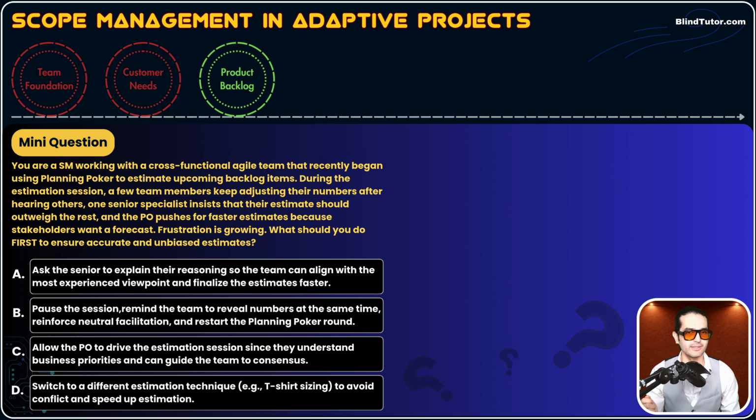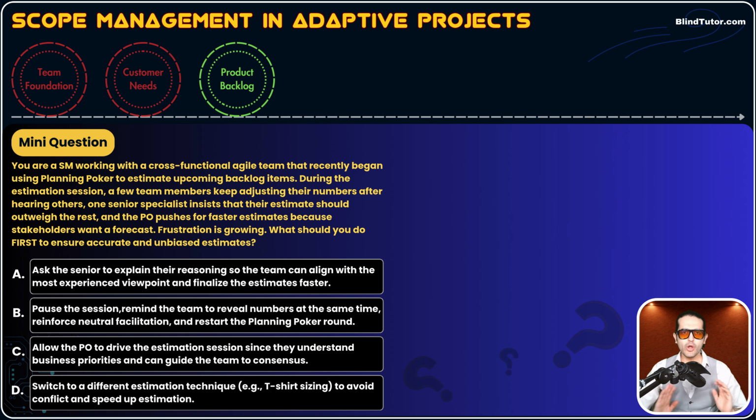You're educating. And at the same time, reinforce neutral facilitation. You need to be neutral. You shouldn't take one party's side. And restart the planning poker round. This round needs to be restarted because apparently there is a frustration going on. So we need to do it again. After education, you need to do it again. So option B so far is a good option. We wouldn't eliminate that.